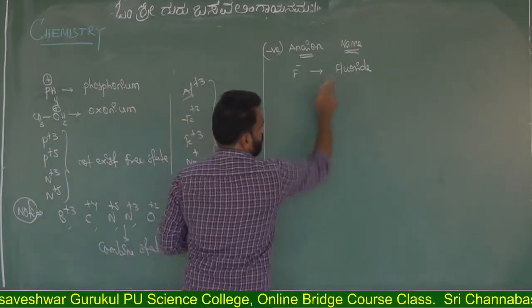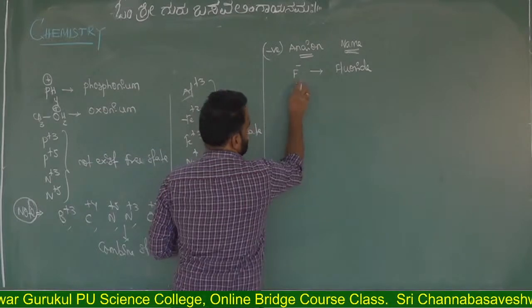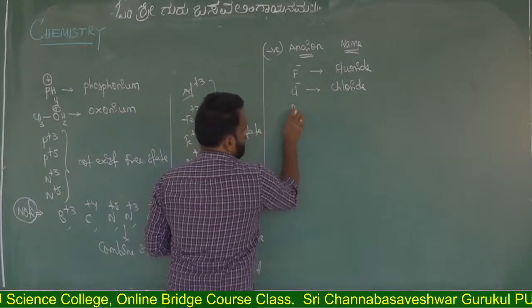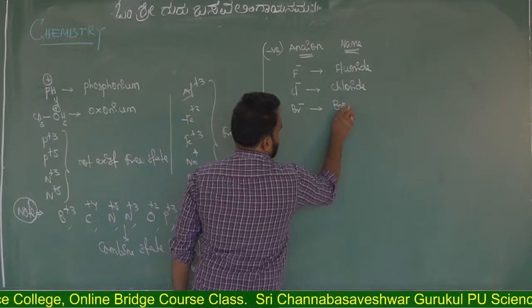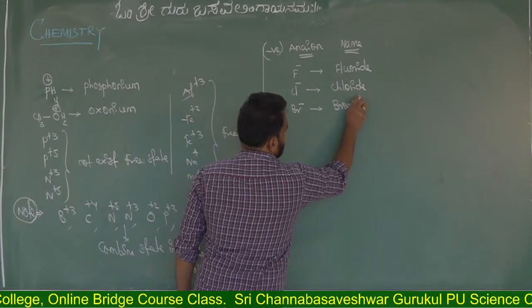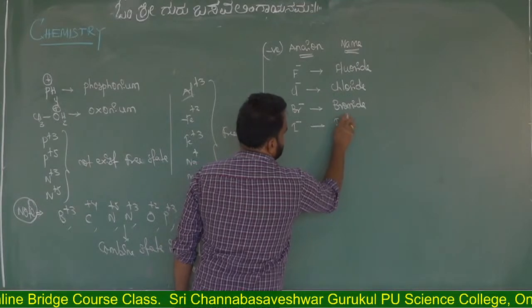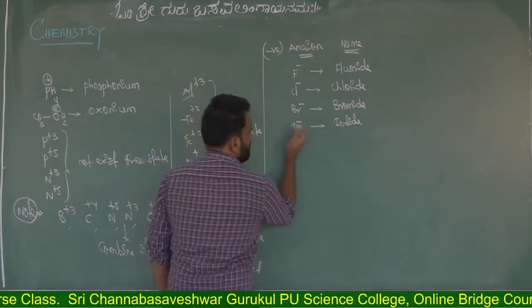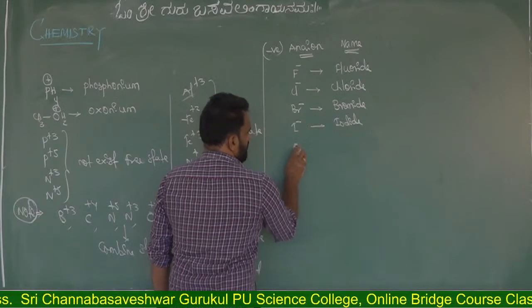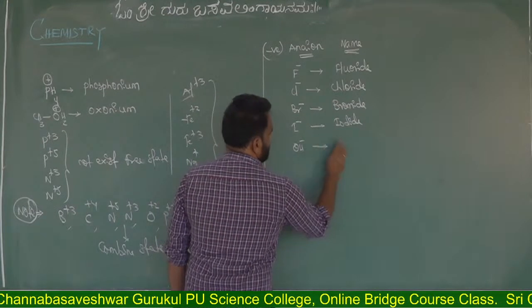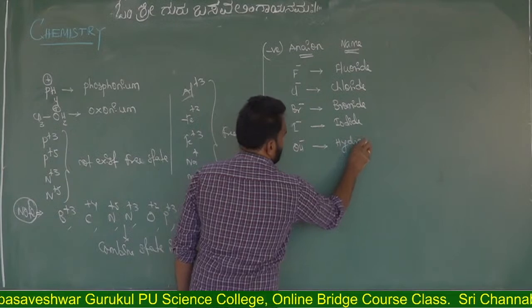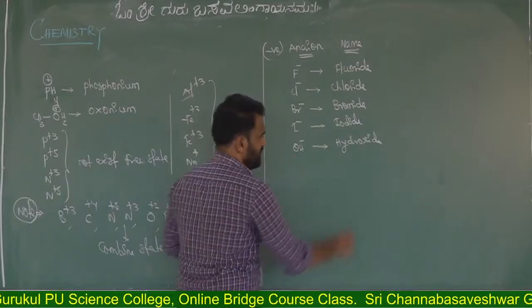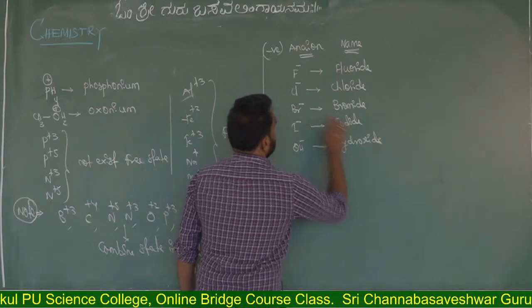Here F minus is fluoride ion, Cl minus is chloride ion, Br minus is bromide ion, and I minus is iodide. These are halogen anions. Next, among oxygen anions, OH minus means hydroxide, like sodium hydroxide, aluminum hydroxide. This is the hydroxide ion.